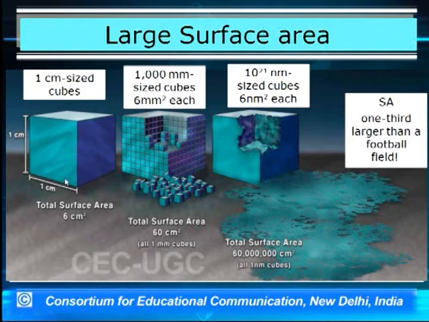Now, what would be its surface area? That means the area which is exposed to the atmosphere. There are 6 faces of a cube. Each face has 1 centimeter square of surface area. That is, this much surface is exposed to the atmosphere. So, therefore, 6 centimeter square is the surface area of a material which has a 1 centimeter cubic dimension.